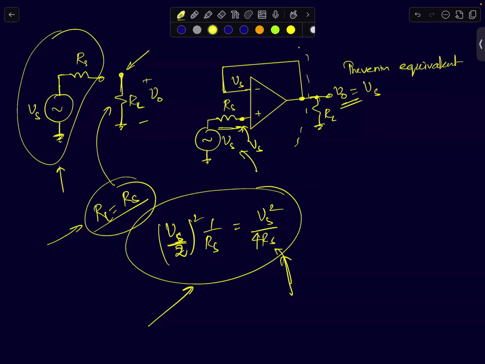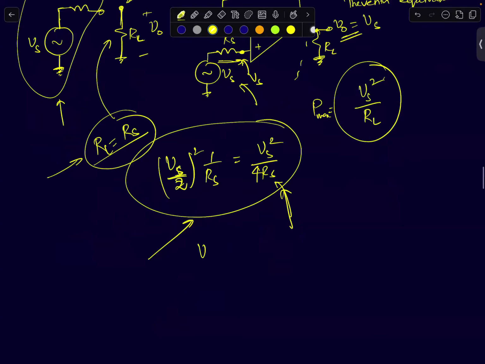Now, what is the maximum power that you can deliver to the load? Don't worry about AC, DC and all that. I'm just interested in maximum power. It is simply Vs square by R, the instantaneous power, so it will be Vs square by RL. So the maximum power that you can deliver now becomes Vs square by RL. Previously, it was Vs square by 4Rs.